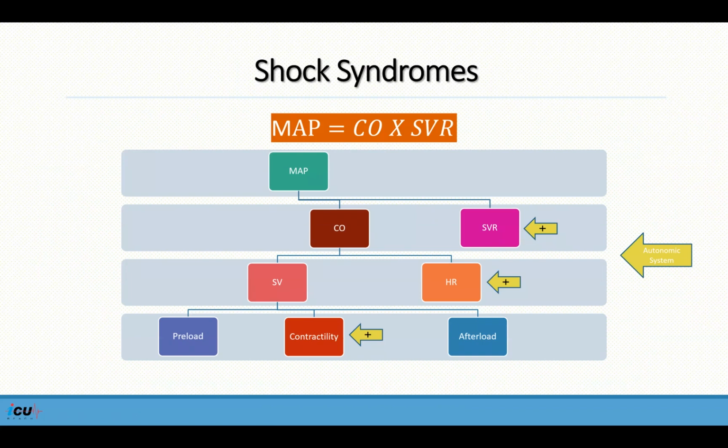Now, shock syndrome can actually be represented on our graph very nicely here. If we have a decreased preload, this is hypovolemic shock. If we have decreased contractility, this is cardiogenic shock. Increased central afterload is obstructive shock. Any abnormality in the heart rate is cardiogenic shock. And a decreased SVR, or systemic vascular resistance, is distributive shock.